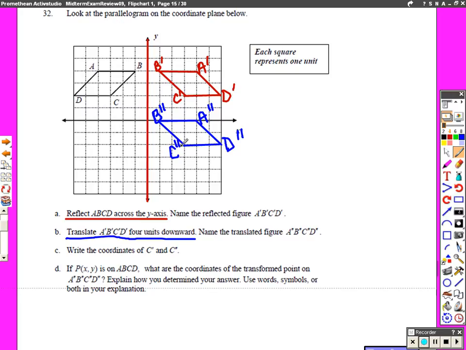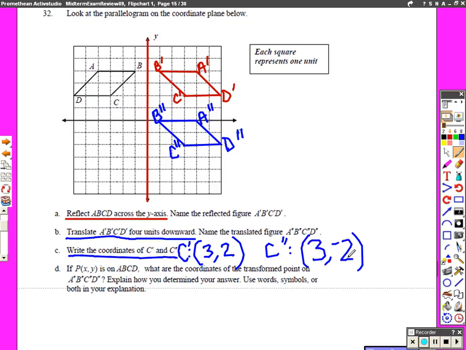To finish the problem, we have to write the coordinates of C prime and C double prime. The first C is right here. That would be at 3, 2. That's C prime. C double prime is at 3, negative 2.